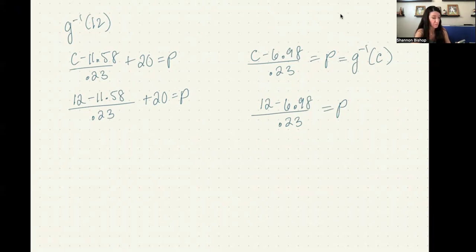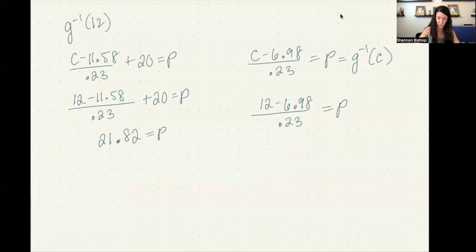Let's come back. 12 minus 11.58. I'm going to divide that puppy by 0.23. And then I'm going to be very conscious to tap outside of the fraction and say plus 20. See, in Desmos, you can see for yourself that everything is exactly where you want it to be. I can see my fraction bar. I can see who's on top and who's on bottom. The plus 20 is on the outside. It's all very, very clear. And my calculator says it's 21.82. 21.82 is the value for P.